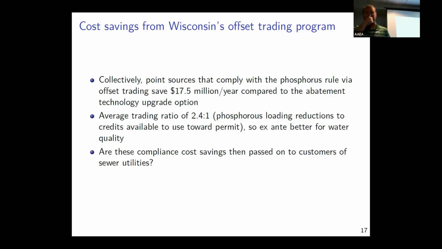And again, I could talk about this for a very long time, but the ratio is 2.4 to 1. Meaning that in offset trading, for every pound that you would have had to decrease your phosphorus by under a technological option, you're going to be decreasing phosphorus from a non-point source by 2.4 pounds. So ex ante, it's also better for water quality.